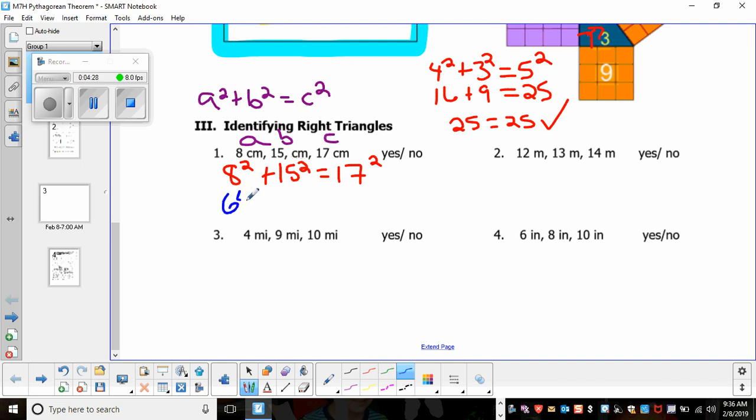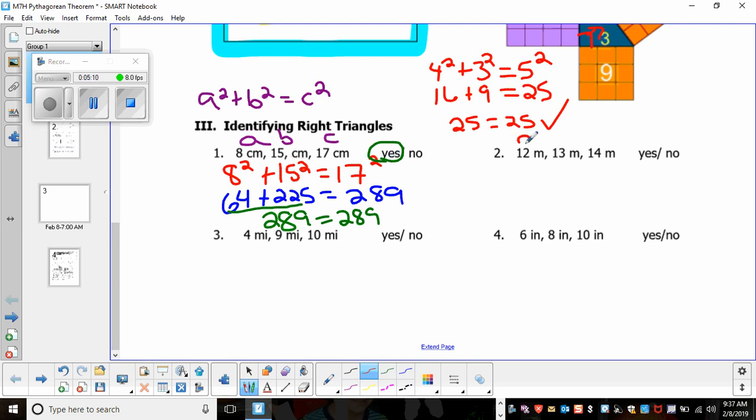8 squared is 64, 15 squared is 225, and 17 squared, remember that does not mean 17 times 2, that means 17 times 17, so that's 289. So if I add 64 and 225, for this to be a right triangle, it has to equal 289. And so when I add these two, it does equal 289. And so these three sides do in fact form a right triangle. So I say yes.